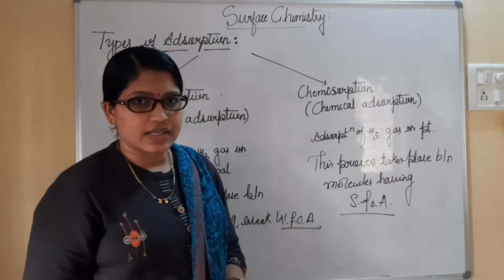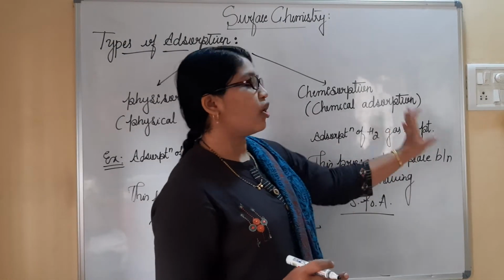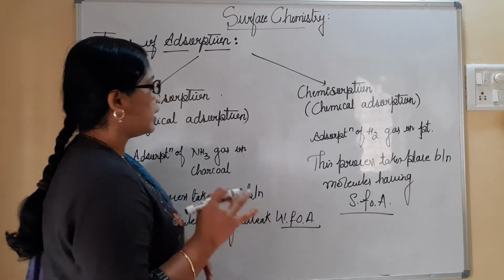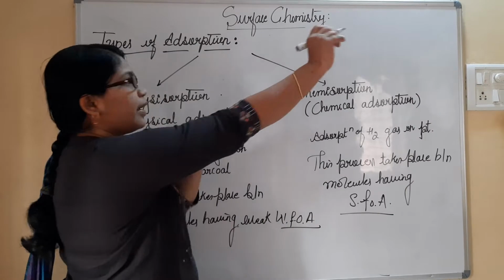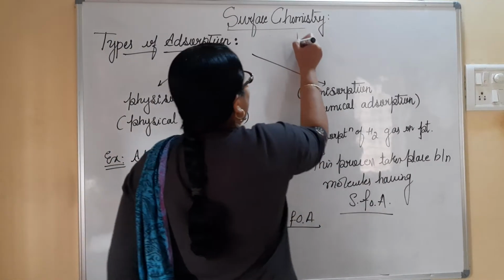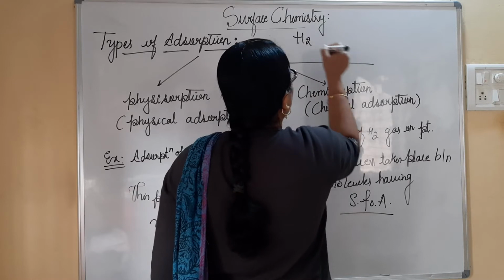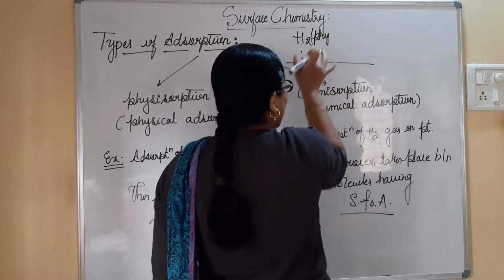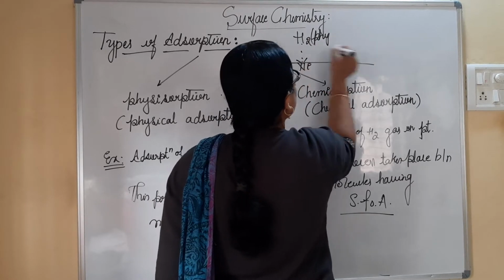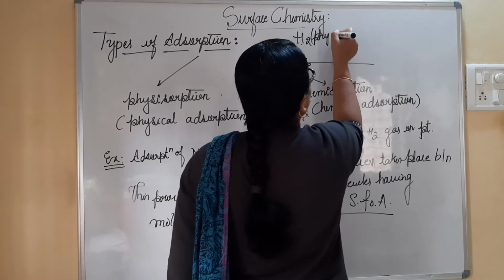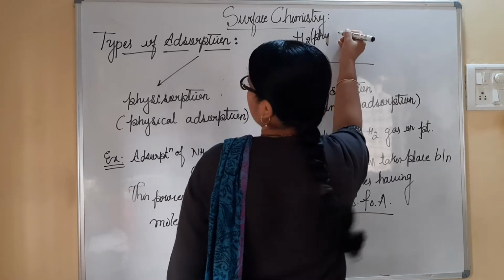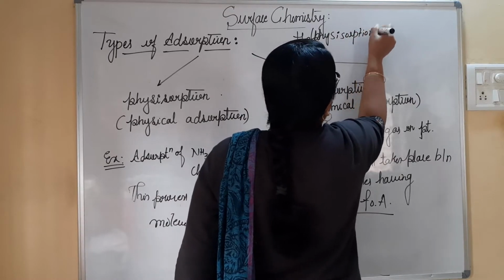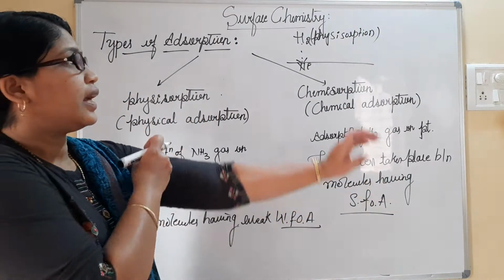I have given here one example. Adsorption of hydrogen gas on platinum is an example of chemisorption. I will tell you one more thing here. Consider, for example, hydrogen gas undergoing physical adsorption. Hydrogen gas is adsorbing on the surface of nickel. Let us consider this is the nickel surface. This is physical adsorption, physisorption.